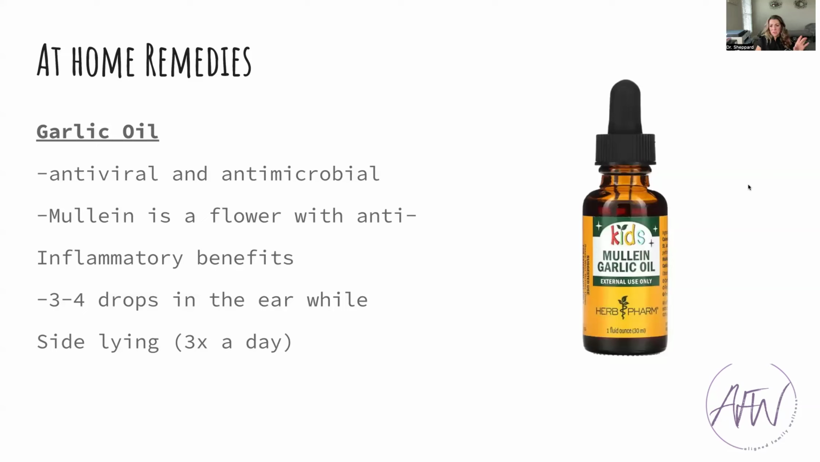Why do we use the mullein garlic oil? Because it is antiviral and antimicrobial. The mullein, oh my goodness, it's a flower and it has anti-inflammatory benefits. So it helps calm that ear pain down. So how we use it, 3 to 4 drops in the ear while side lying 3 times a day. So you want to put your kid side lying. This is the ear you're going to use. You're going to put the drops in the ear, let it lay there, massage it in. Good to go. Give them some relief.